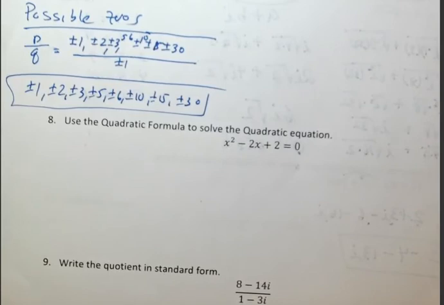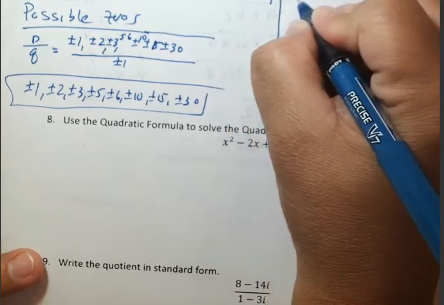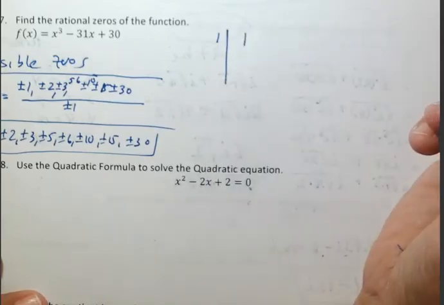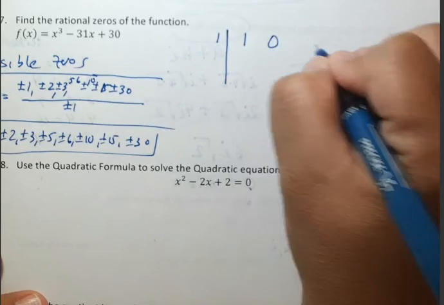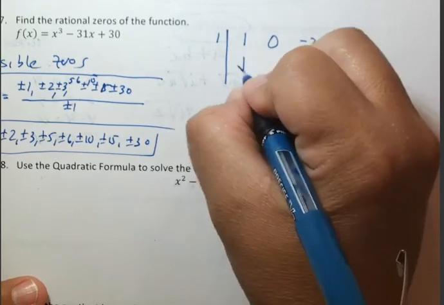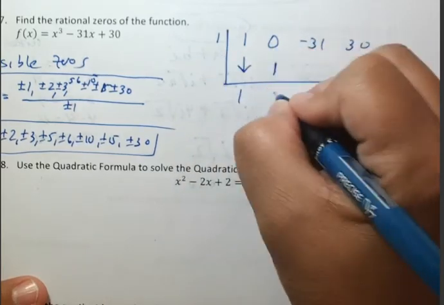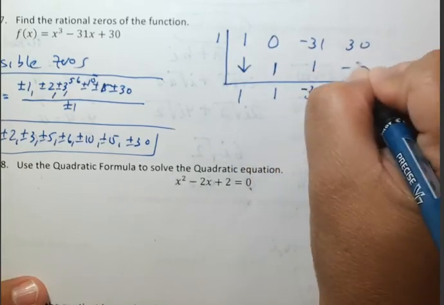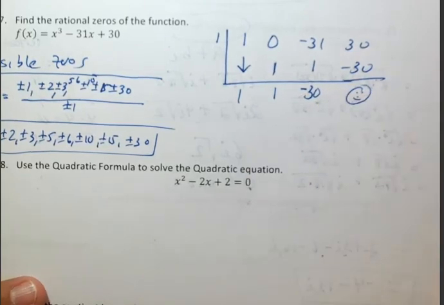So then we would use synthetic division, and you can start with 1, for example, and see if 1 works. So my coefficients here are going to be 1 for x cubed. We don't have an x squared, so that's a 0. And then negative 31 for x, and 30 for the last number. Bring down the 1. 1 times 1 is 1, plus 0 is 1. 1 times 1 is 1, minus 31 is negative 30. So we get a 0, so that's going to be a good thing.